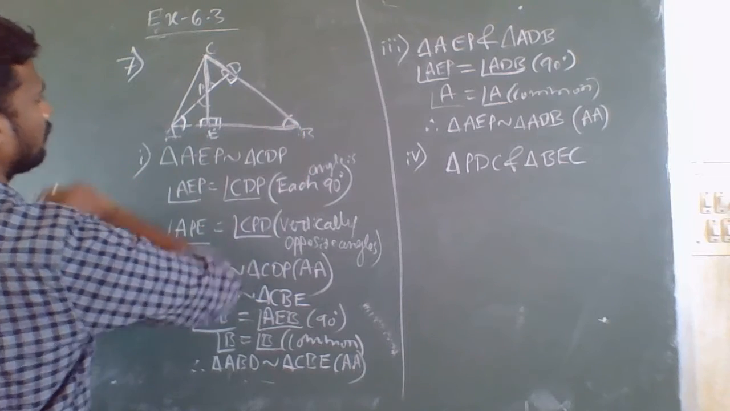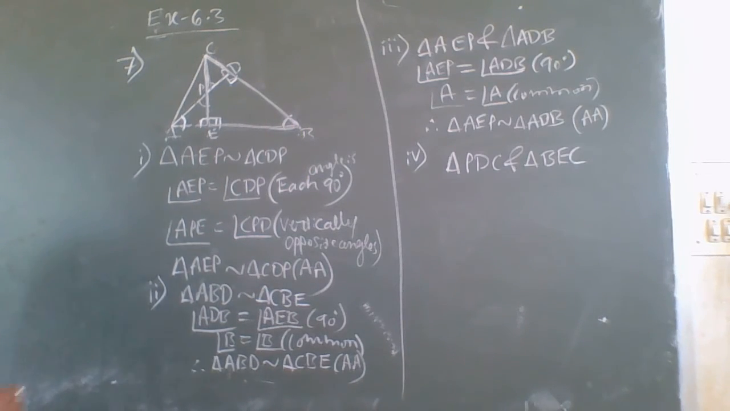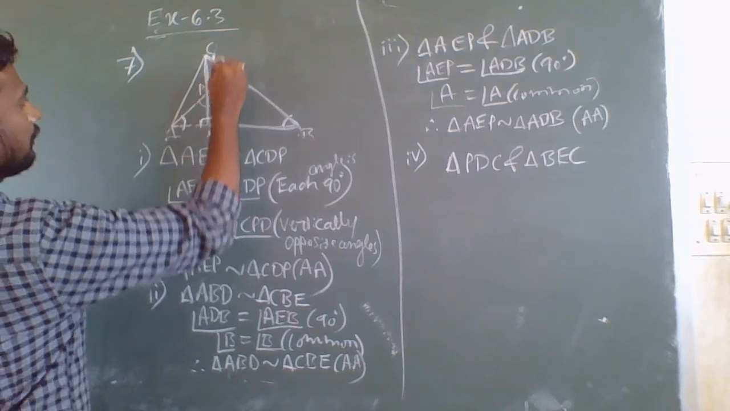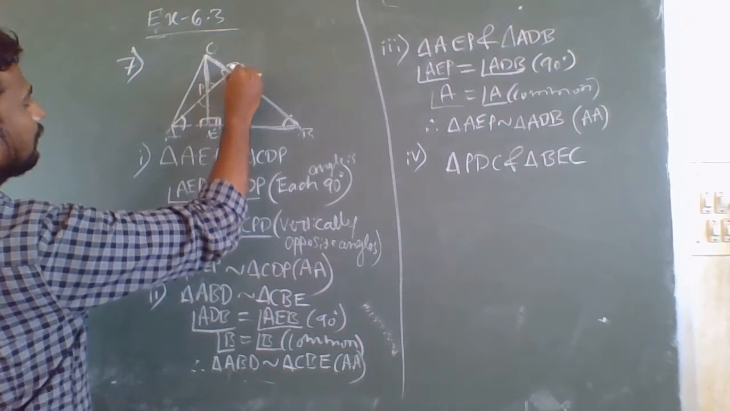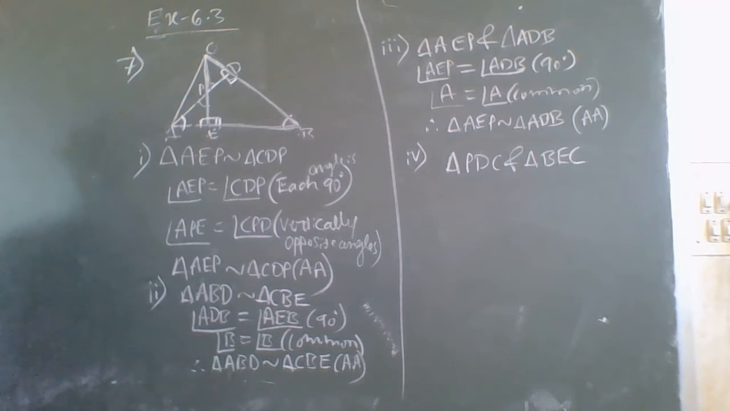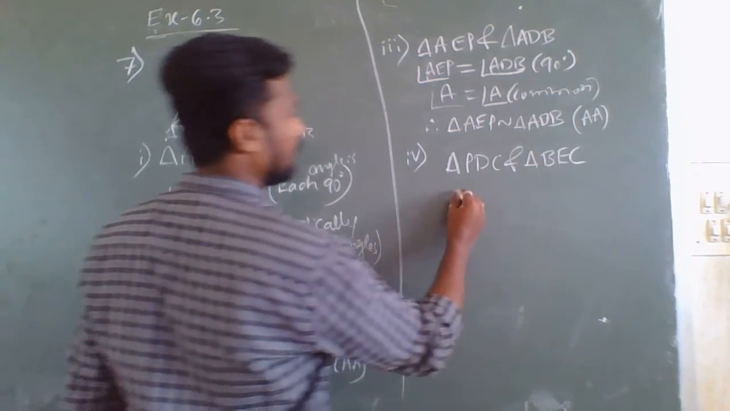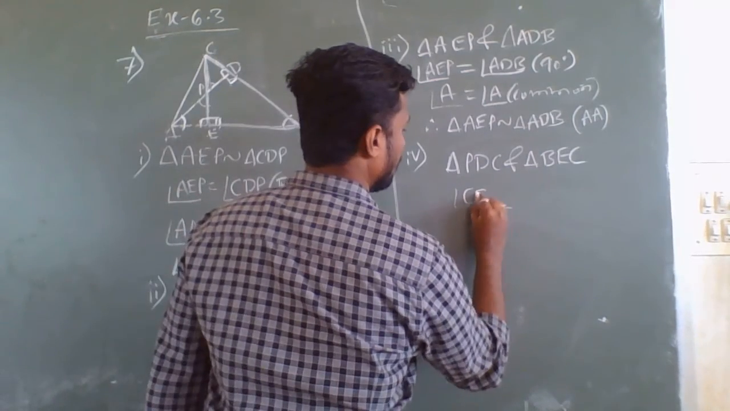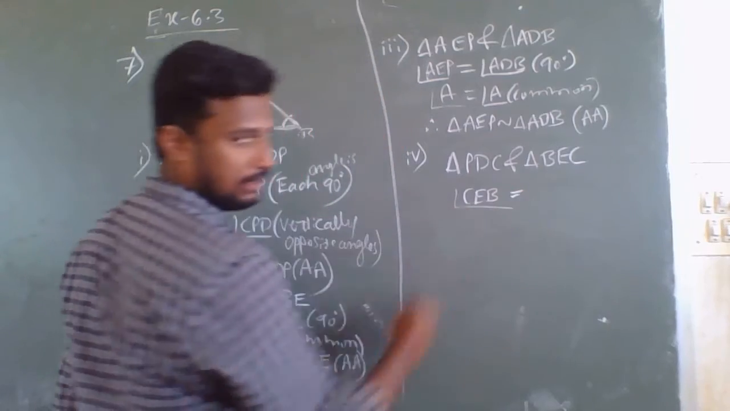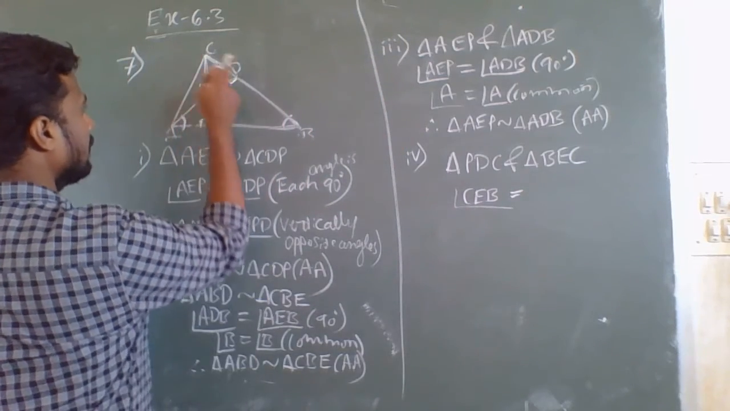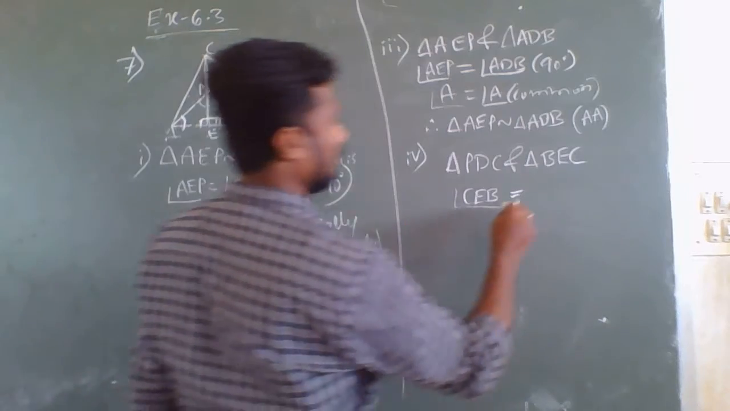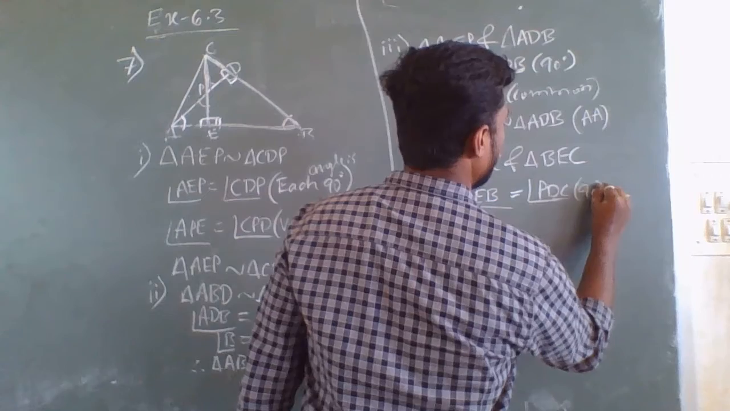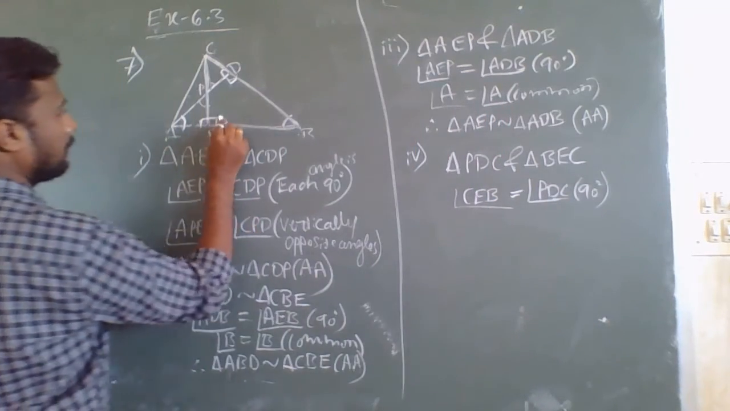So now here this angle CEB is also 90 degrees. Here CDP is also 90 degrees. Here you can write that angle CEB, or BEC, is equal to angle CDP, or PDC, because these two angles are 90 degrees.